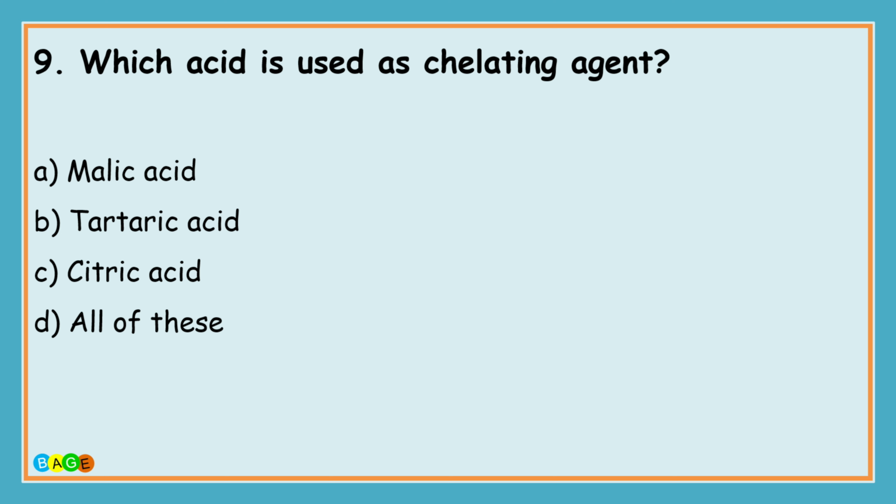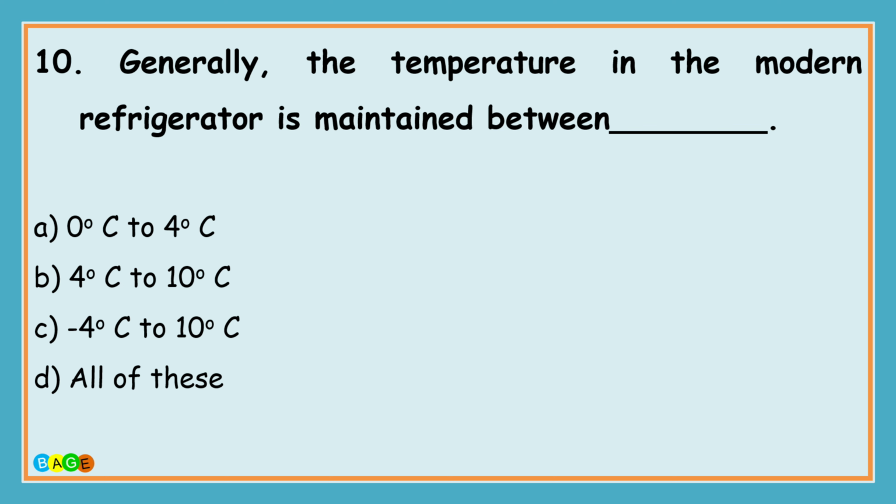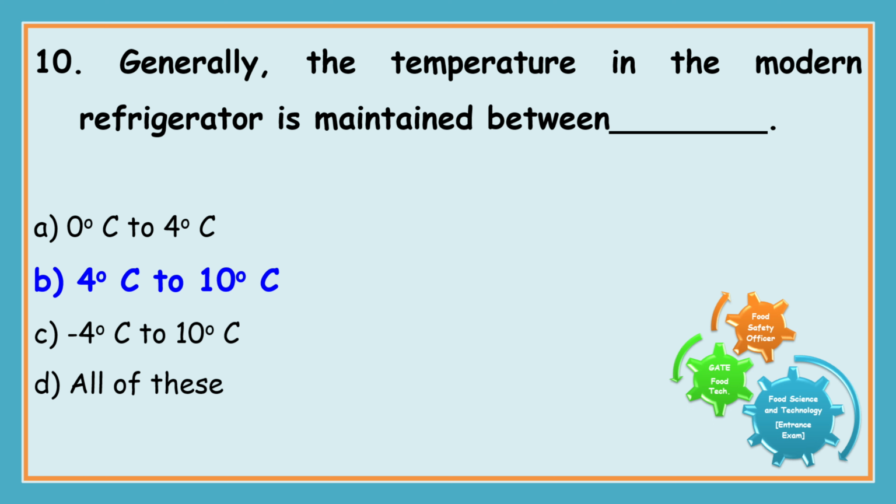Question number 9: Which acid is used as a chelating agent? The options are A malic acid, B tartaric acid, C citric acid and D all of these. The correct answer is option D all of these. Question number 10: Generally the temperature in the modern refrigerator is maintained between ___. The options are A 0 degree Celsius to 4 degree Celsius, B 4 degree Celsius to 10 degree Celsius, C minus 4 degree Celsius to 10 degree Celsius and D all of these. The correct answer is option B 4 degree Celsius to 10 degree Celsius.